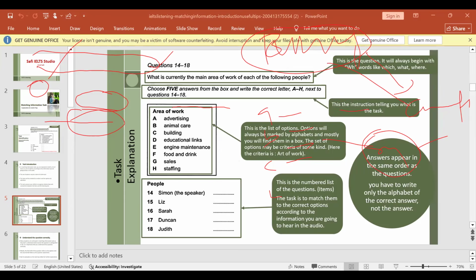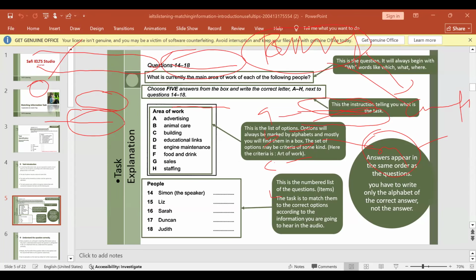Another important point is do not underline only a single keyword, because in the statement there will be two or three or four words. What if you follow only a single keyword? If you follow just a single keyword, you won't achieve a high band. Why? Because you have followed only one word and you ignore the full meaning. So what is more important? Try to understand the full meaning of the statement, the full meaning of the phrase.